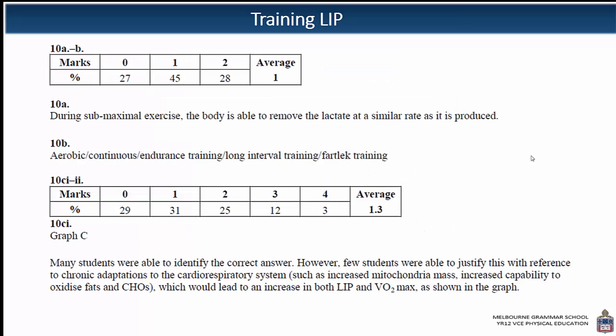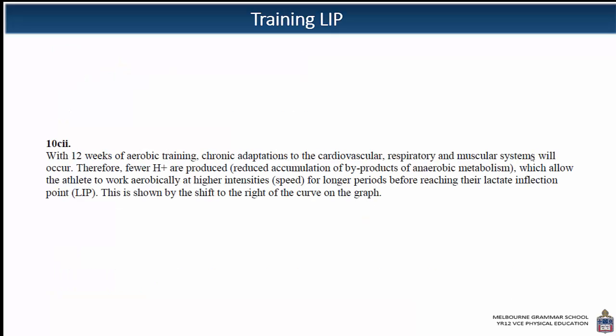So we've gone through those first questions. The body is able to remove lactate at a similar rate as it is produced. Different types of aerobic training. Graph C. So 29% of the state got that one, or perhaps not got that one wrong, it's out of 4, isn't it? But 29% of the state got 0 at least. Let's have a look at this answer here.